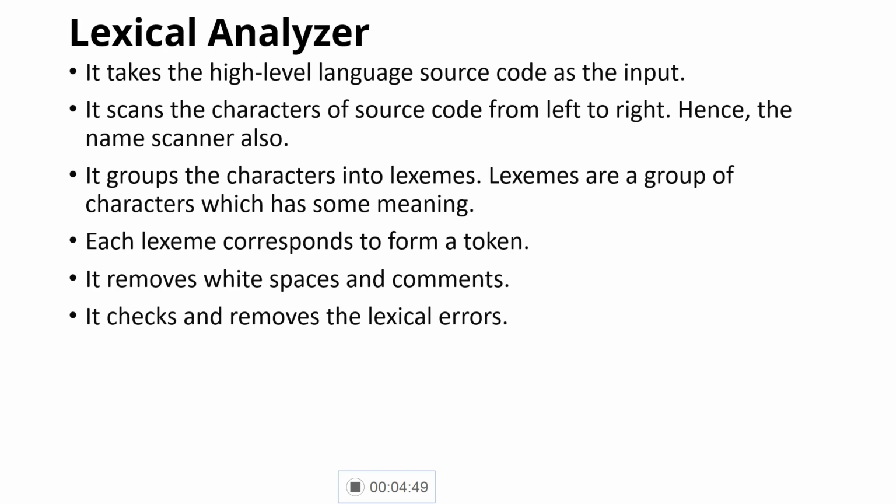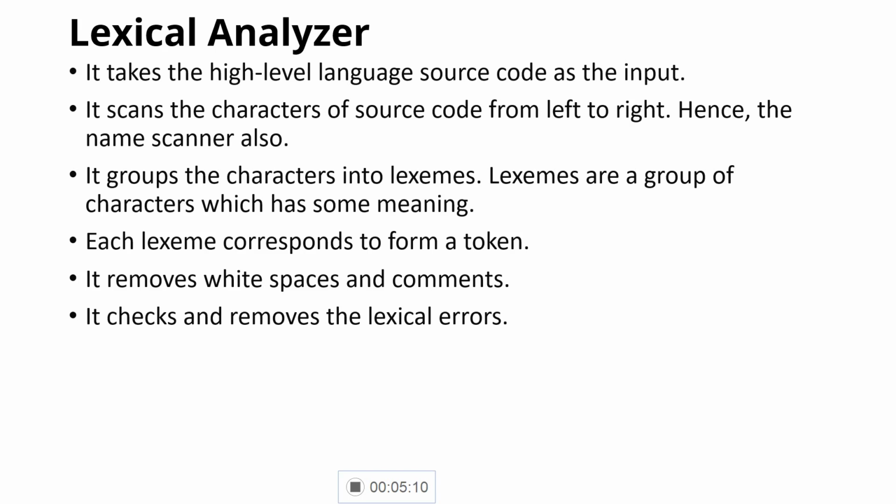By reading the code from left to right, it is going to do the grouping of characters. Grouping of characters, we are going to call a lexeme. Each and every lexeme the lexical analyzer is going to record, and after recording the lexeme, it is going to classify each and every lexeme into a token.